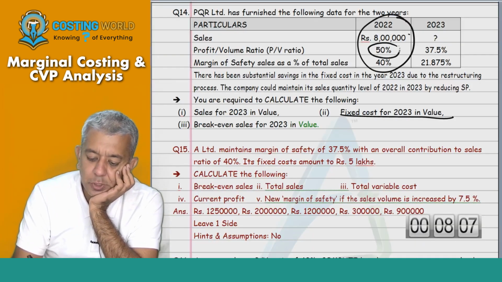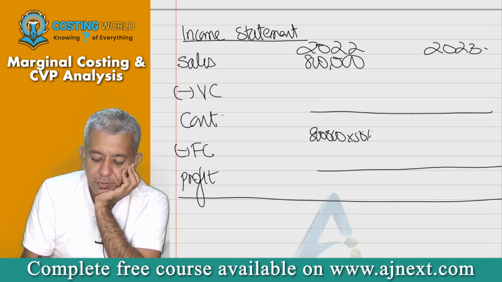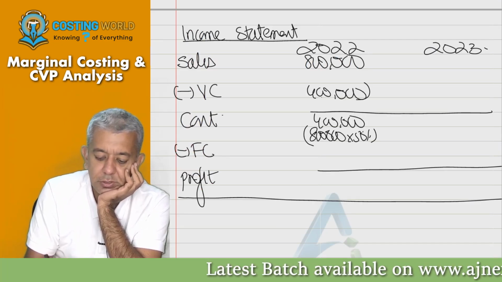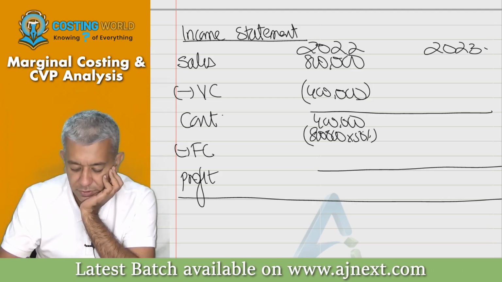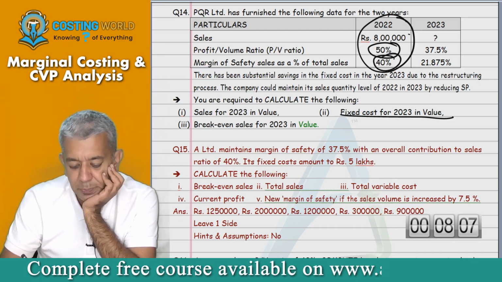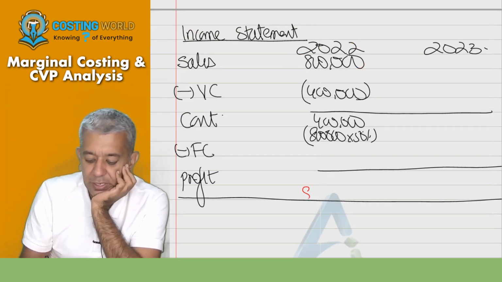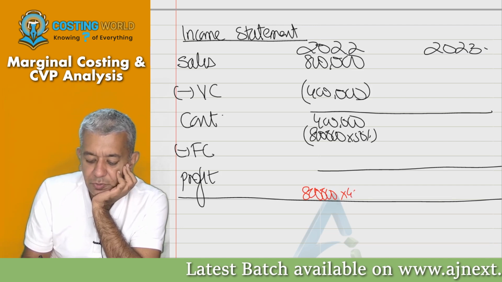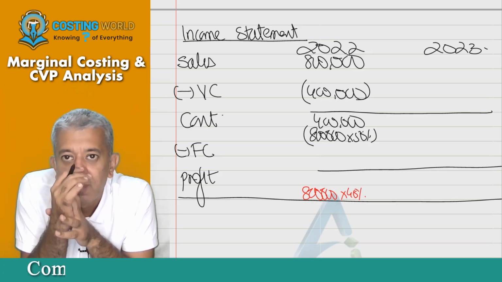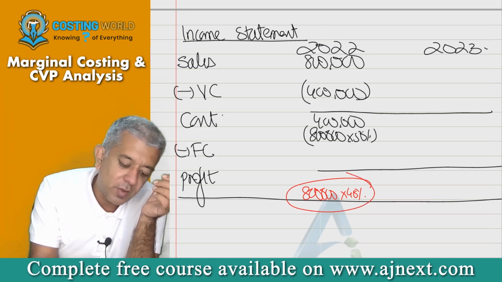First of all, your PV ratio is 50%. So 8 lakhs into 50% will give you contribution. Variable cost will be 4 lakhs. Further, margin of safety as a percentage of total sales. Now please don't write. If I do 8 lakhs into 40%, this will give you margin of safety, but margin of safety does not mean profit, beta. Margin of safety is sales above break-even sales. So whatever I have written in red till now, this will give you margin of safety.